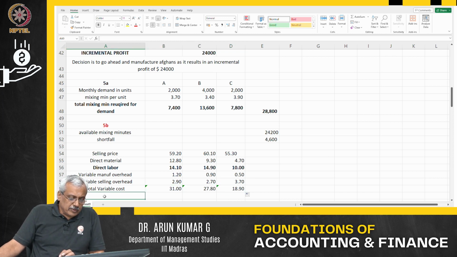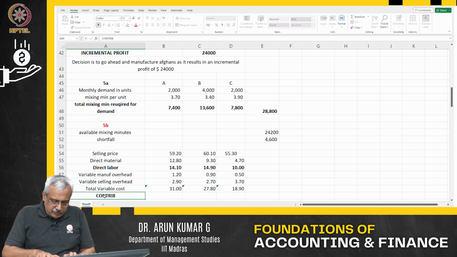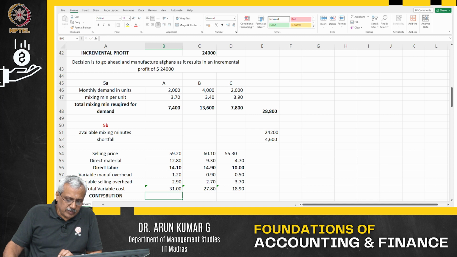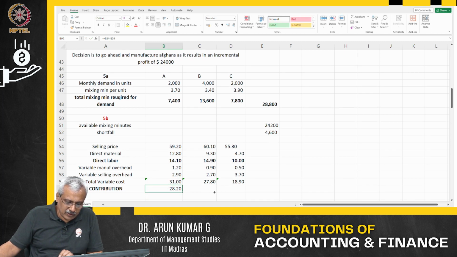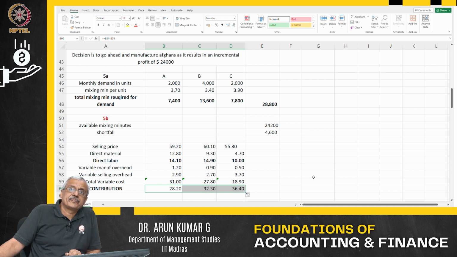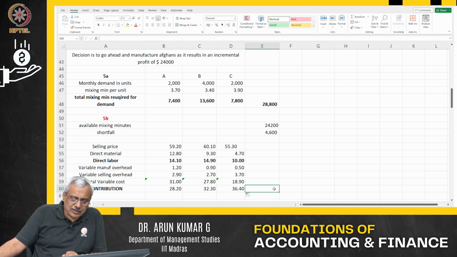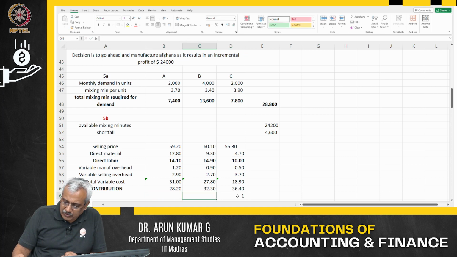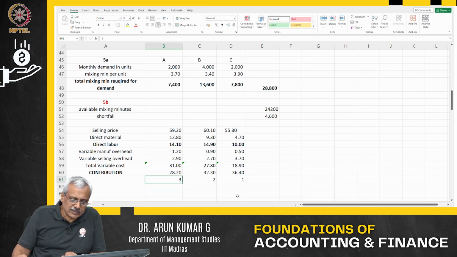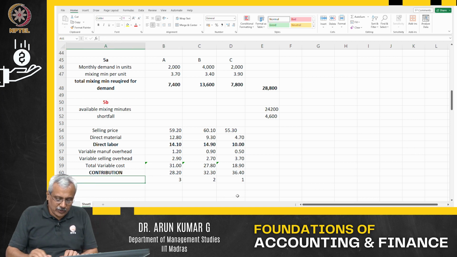So, now that I have the total variable cost, let me calculate my contribution. My contribution is the selling price minus my variable cost. This is all the contribution I have. In ideal circumstances, I would say this is number 1, because it gives me the highest contribution. This is number 2, the second highest contribution, and this is number 3, the third possible contribution. Yes, that is what I would have ranked. Ideal case without constraint.